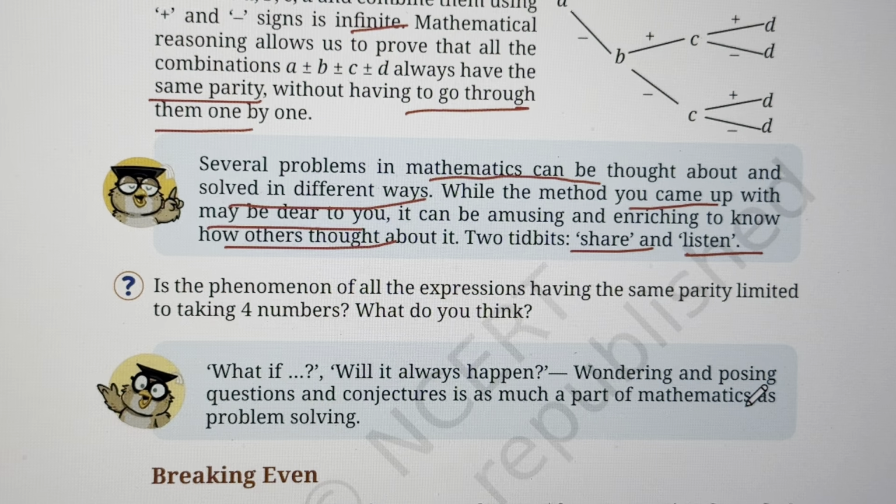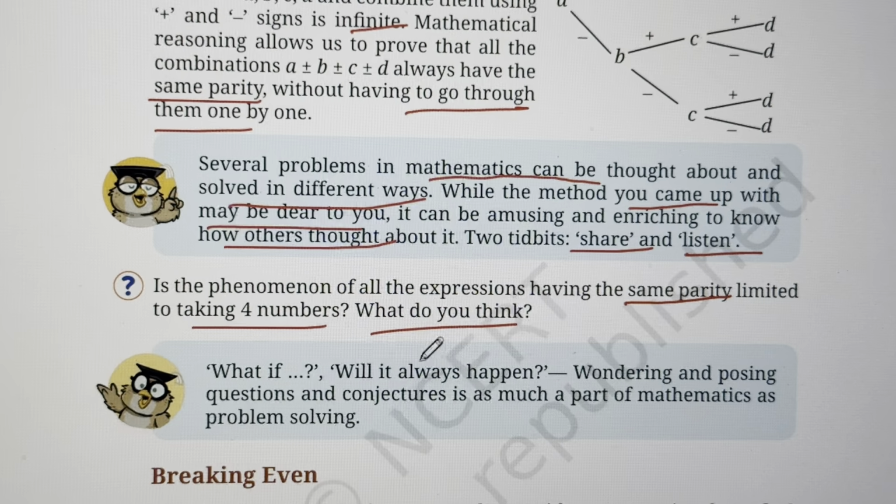Is this phenomenon of all the expressions having the same parity limited to taking 4 numbers? What do you think? We saw just now for 2 and 3 numbers also, and we got the same parity. So you can explore with 4, 5, 6 numbers as well. Take an example. Will it always happen? Wondering and posing questions and conjectures is as much a part of mathematics and problem solving.